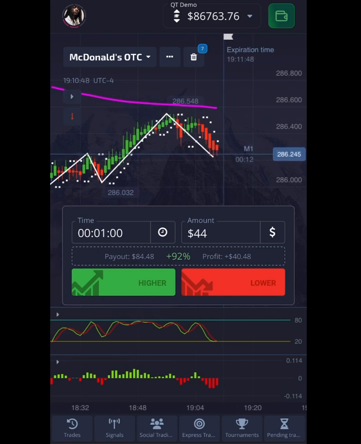Get in at the 50-second mark of the 1 minute candle, for a 1 minute time duration, and you let it ride.